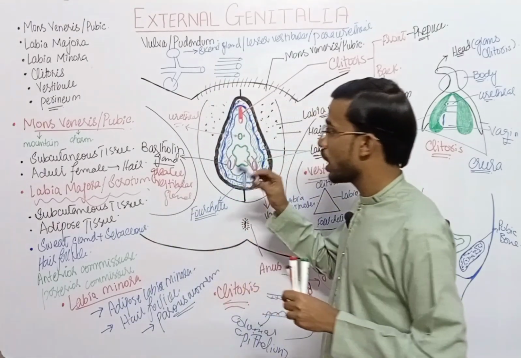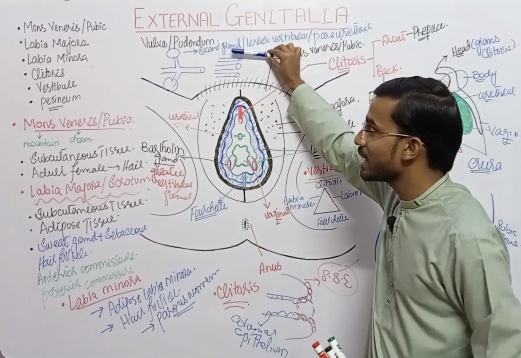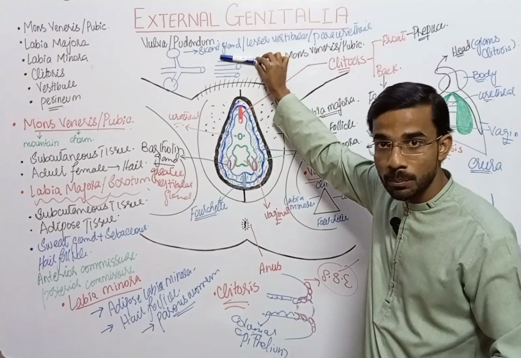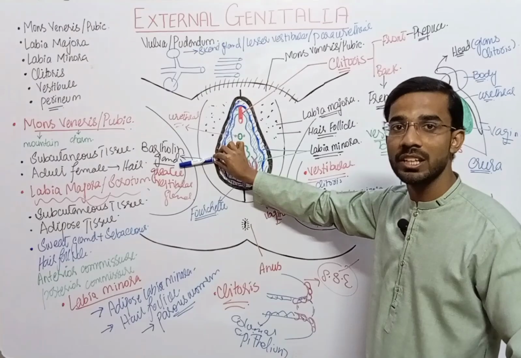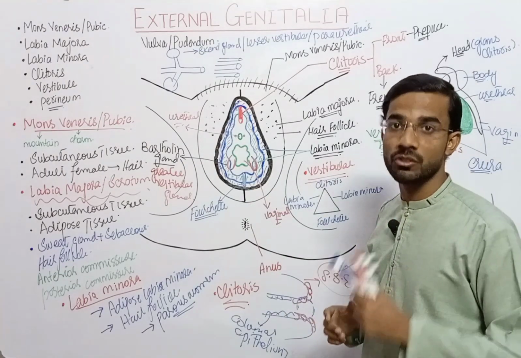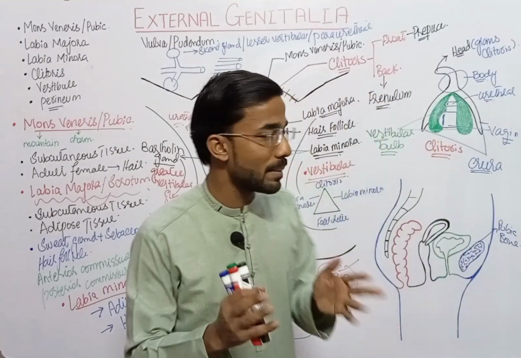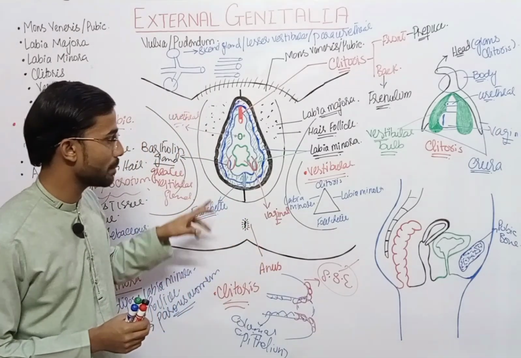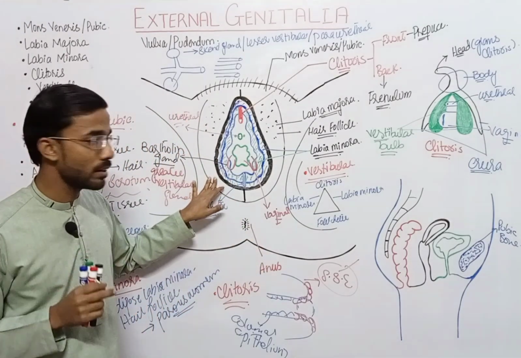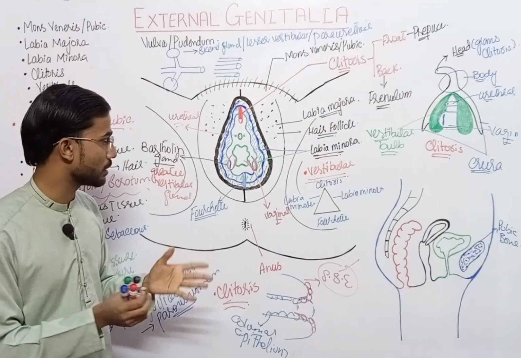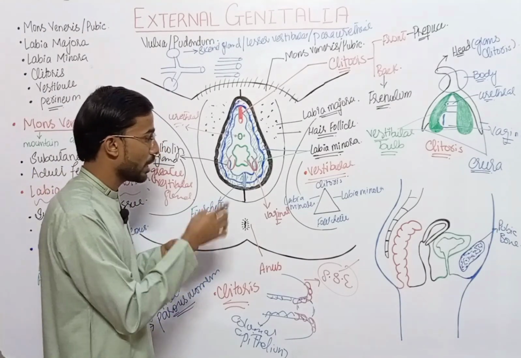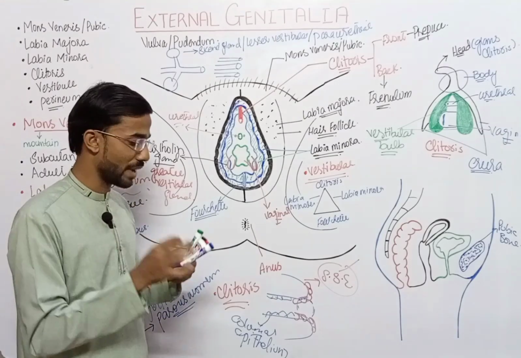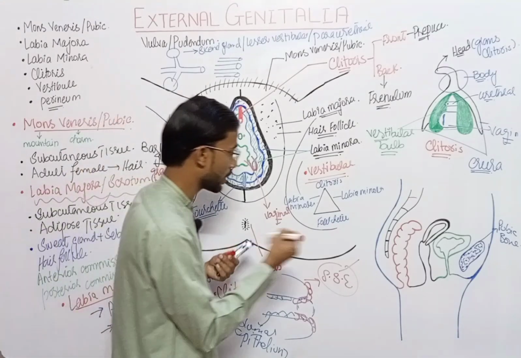So we discussed the two glands: Skene's gland, which is analogous to the prostate gland in the male, and the Bartholin gland, which is analogous to the bulbourethral gland in the male. So these are basically the two glands which are present in the vestibular area or region. And the second last important component is the hymen.